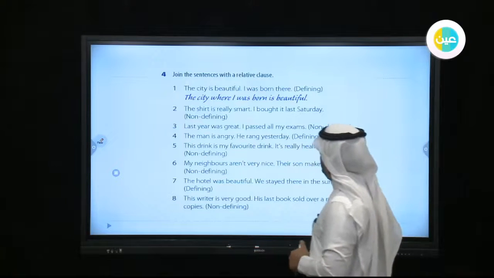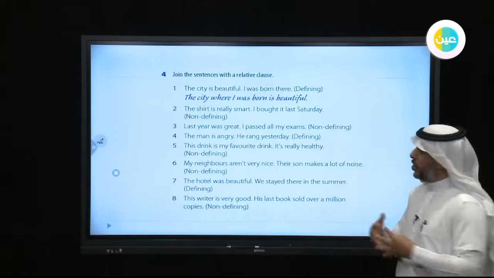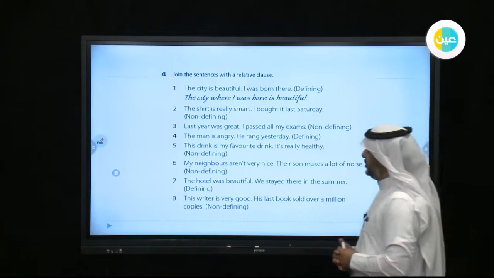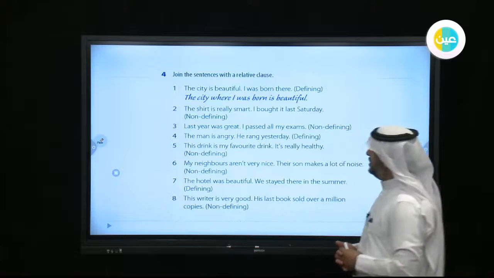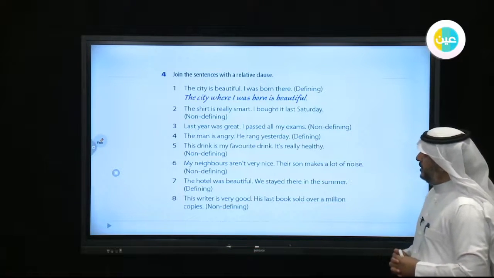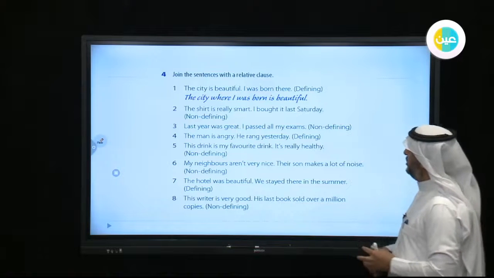Joining the sentences with a relative clause. We want to join the sentences using relative clauses. Number 1: The city is beautiful. I was born there.